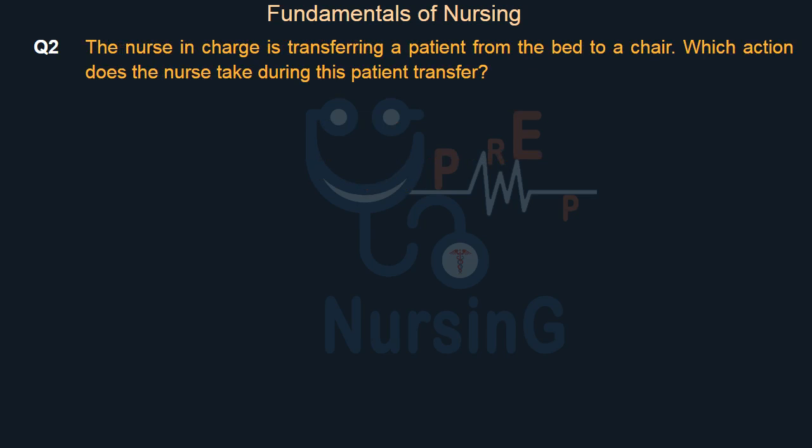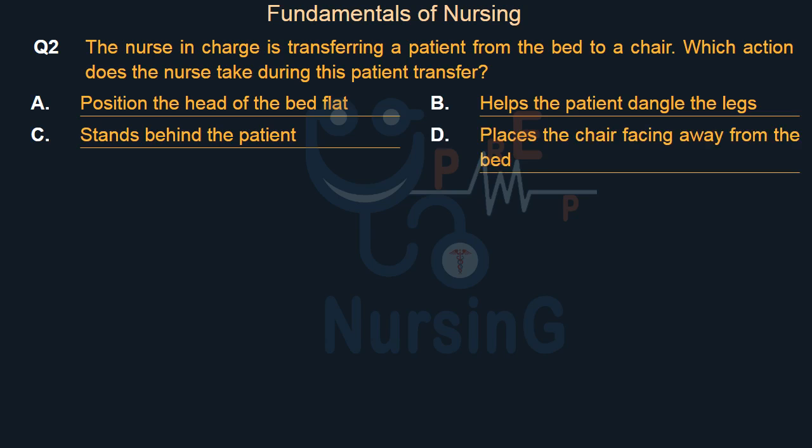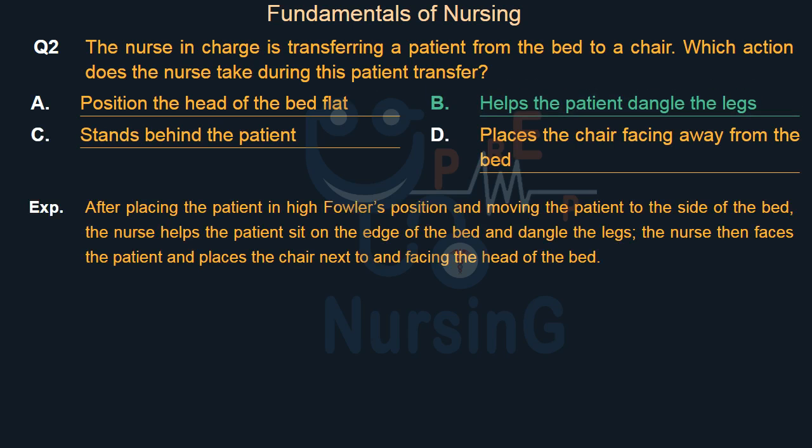The nurse in charge is transferring a patient from the bed to a chair. Which action does the nurse take during this patient transfer? Option A, position the head of the bed flat. Option B, helps the patient dangle the legs. Option C, stands behind the patient. Option D, places the chair facing away from the bed. Right answer is Option B, helps the patient dangle the legs.